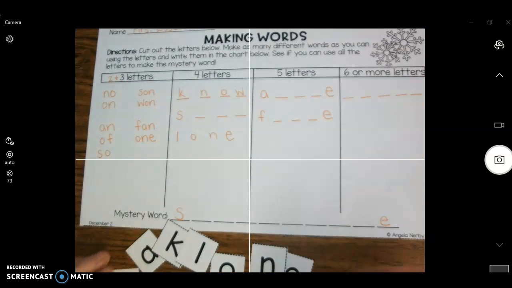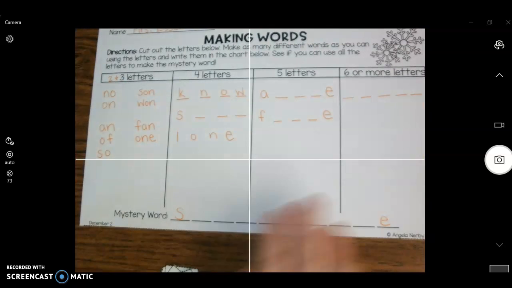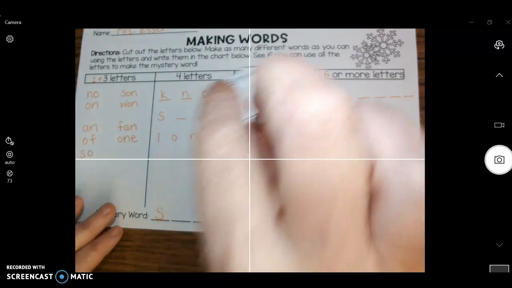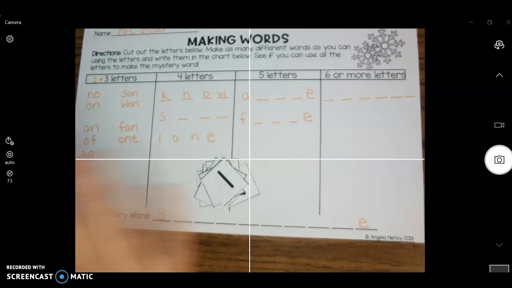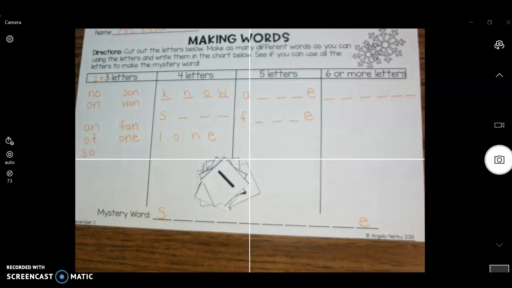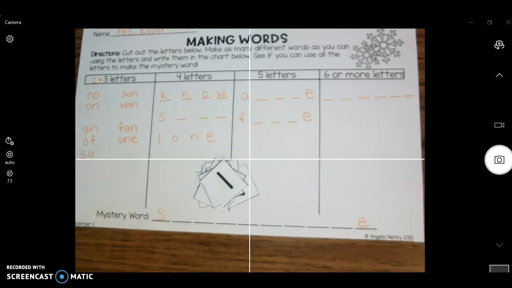You need to put all of your letters back into your Ziploc. Take them, put them in your Ziploc, and then put them back in your folder. And then we'll have some time to share some of the words that we found at the end of this week. Great job, scholars.